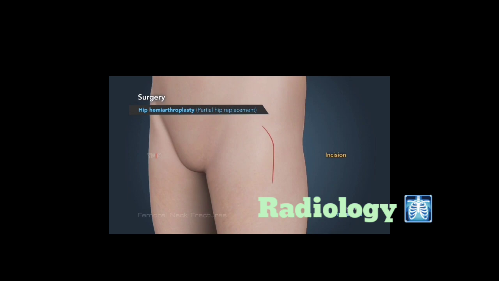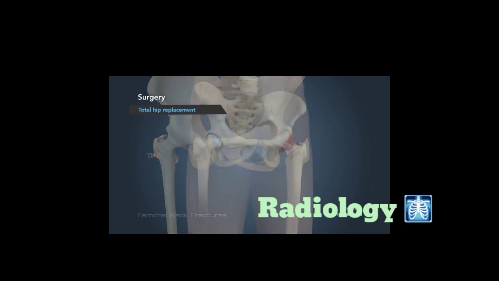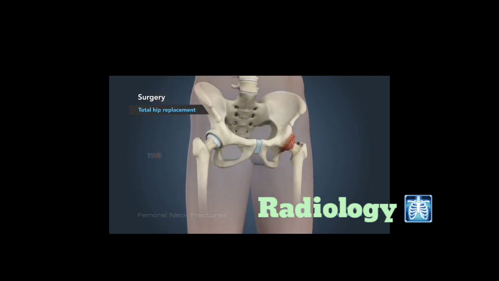Hip hemiarthroplasty, or partial hip replacement, is suggested if you have a displaced fracture. For this surgery, your surgeon will make an incision over the outside of the hip, remove the femoral head and replace it with a metal implant. The socket will not be replaced in a partial hip replacement procedure.